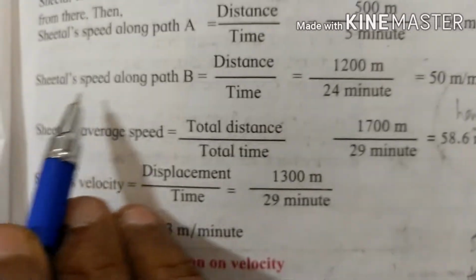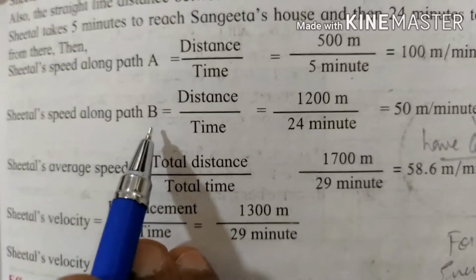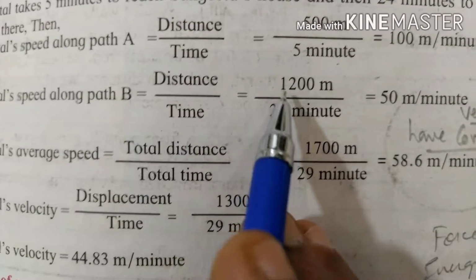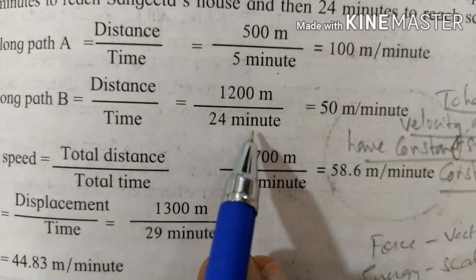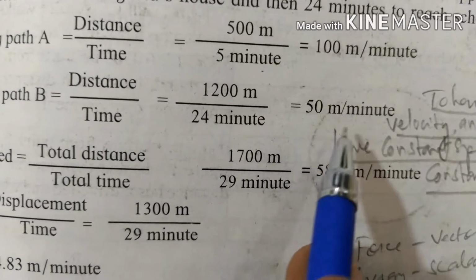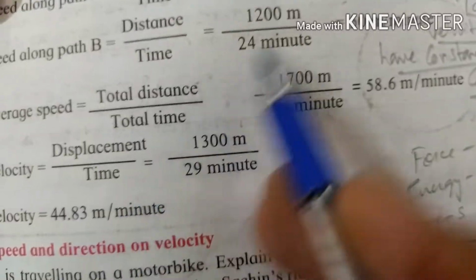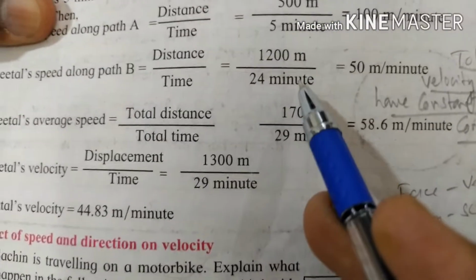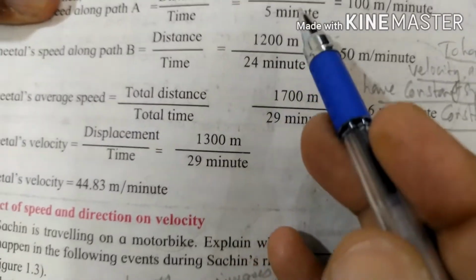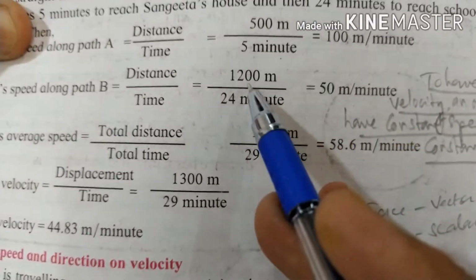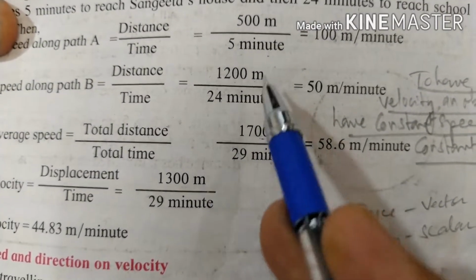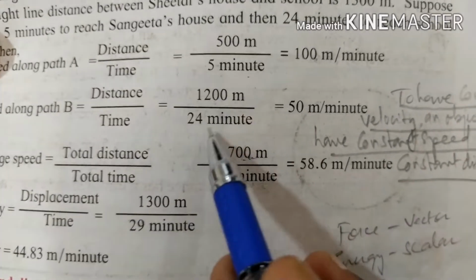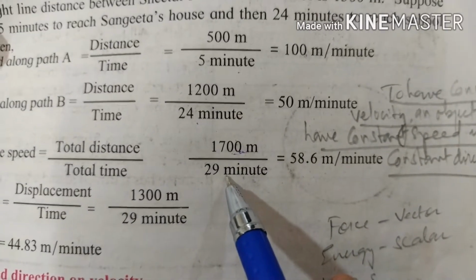Now Sheetal's speed along path B is distance upon time. We know path B's distance is 1200 meter upon 24 minutes, and that is 50 meter per minute. Now Sheetal's average speed. What is the total distance? 500 meter plus 1200 meter, so that is 1700 meter. Then the total time, 5 minutes and 24 minutes, that is 29 minutes. Understood?